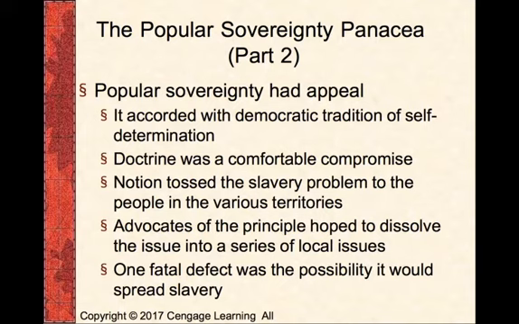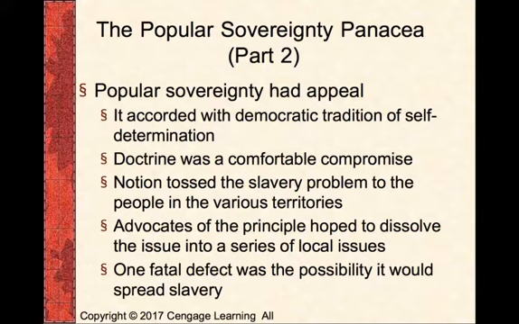Popular sovereignty did have appeal. It had the democratic tradition of self-determination, that the people themselves make the laws for themselves. It was a compromise, and it tossed the slavery problem to the people of the territories instead of a national decision.